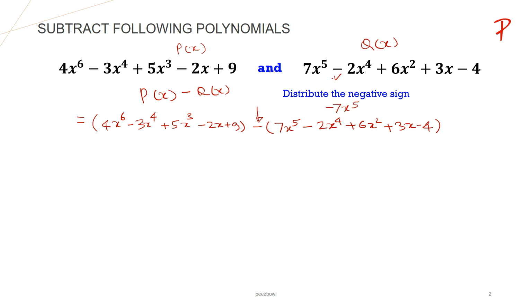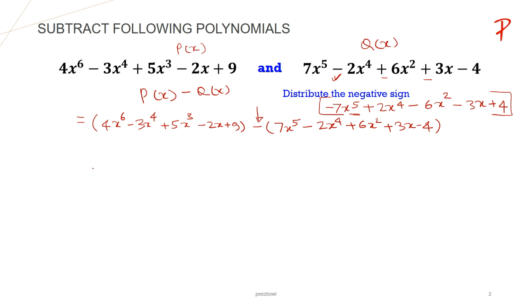And there is a minus sign. So after distributing the negative sign, this is going to be plus 2x to the power 4, right? This is plus, this is going to be minus 6x square. This plus will become minus, and minus 4 becomes plus 4, right? So after the first polynomial, I have to write the second polynomial after distributing its negative sign.